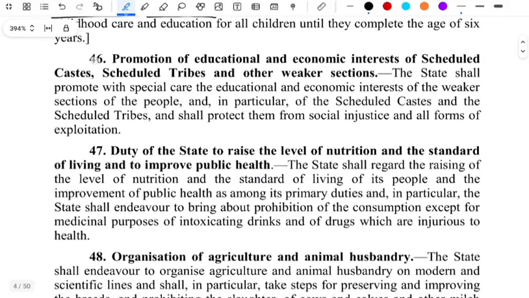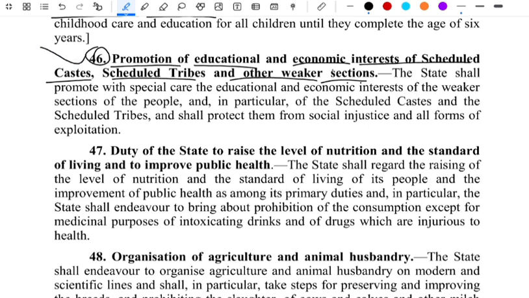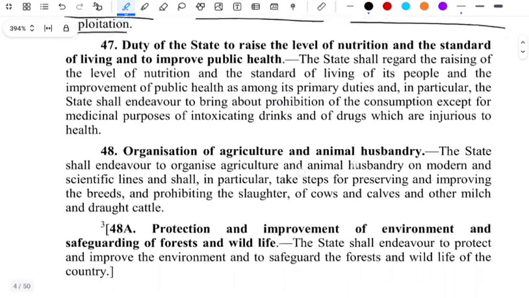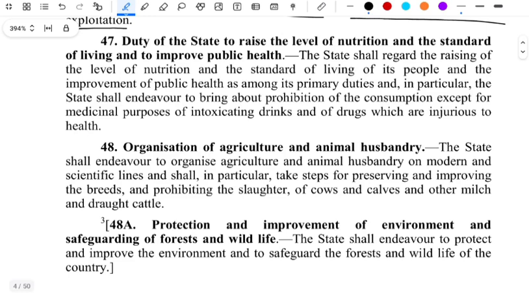Next is article 46, the promotion of educational and economic interests of scheduled castes, scheduled tribes and other weaker sections. The state shall promote with special care the educational and economic interests of the weaker sections of the people, and in particular of the scheduled castes and scheduled tribes, and shall protect them from social injustice and all forms of exploitation. This can be asked in your upcoming examination because it has importance from the vulnerable sections part.